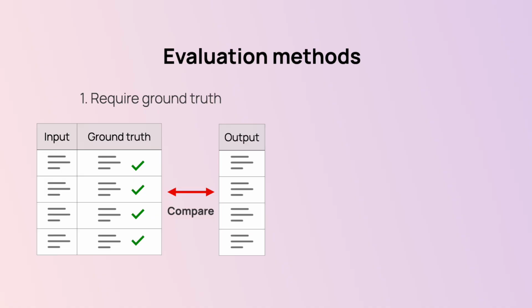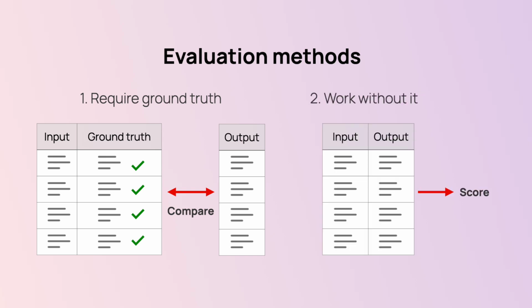We can split all the methods into two big groups. The first ones are the ones that require ground truth, where you compare responses to a correct answer. And the second group are open-ended methods which don't rely on ground truth and are useful for monitoring.